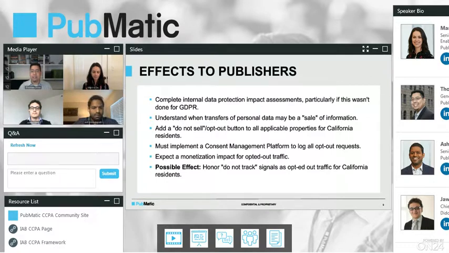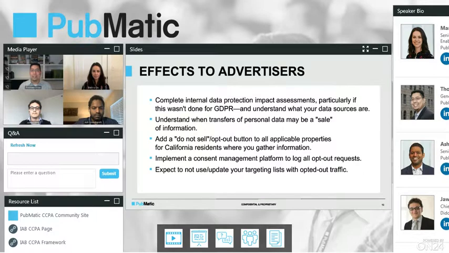Next, for the advertisers, many of the same issues apply, and that's because many advertisers are actually publishers of their own websites. So all of those things are true. But more importantly, if you are doing your own advertising and running your own ad campaigns, I think you need to actually be even more careful with your transfers of data that could be marked as a sale. It's a lot more nuanced.